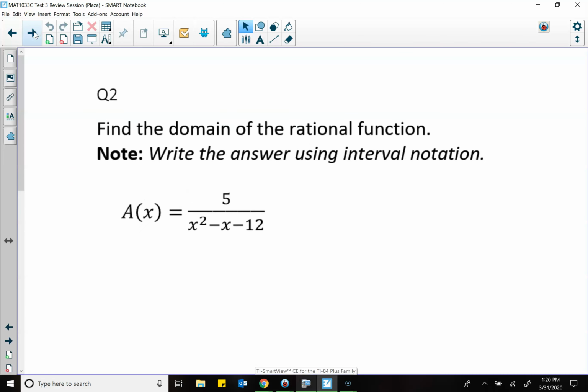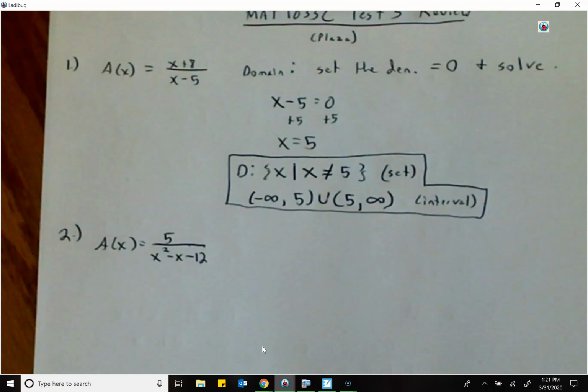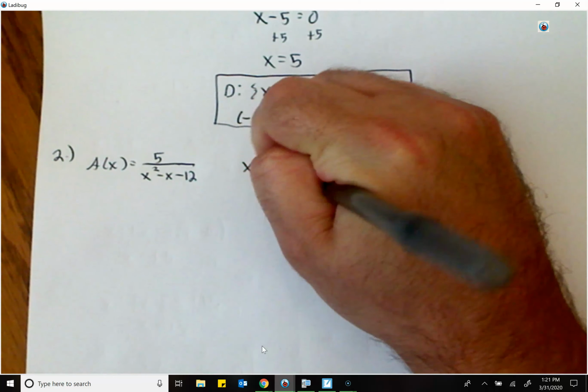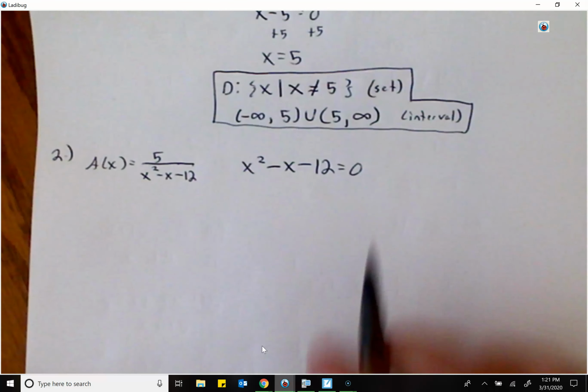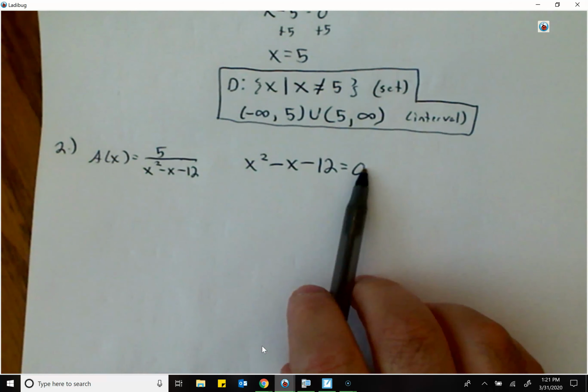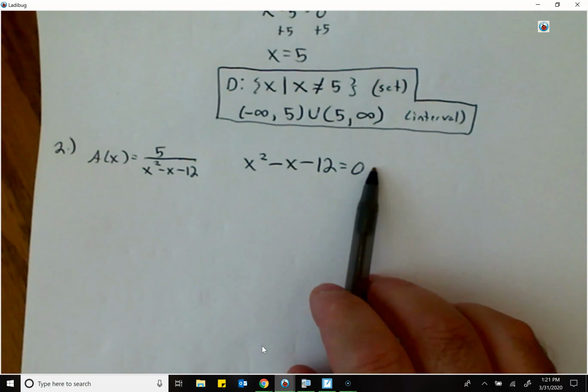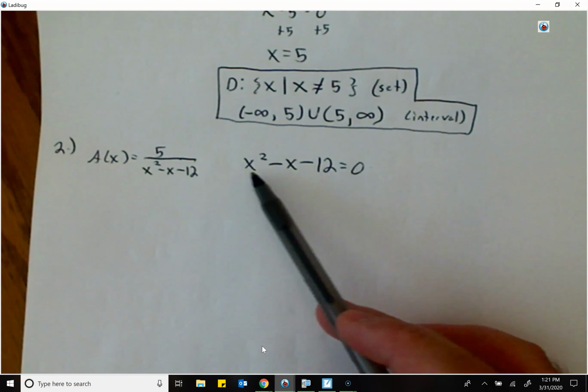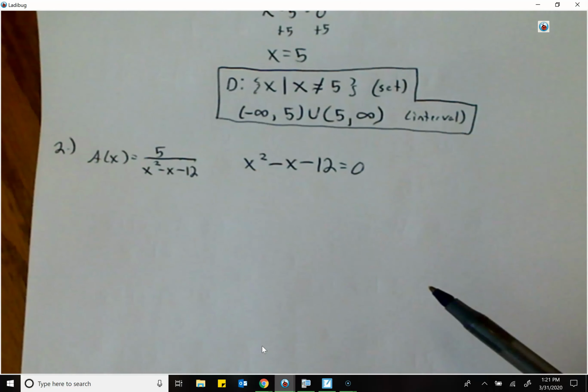So question number 2 says find the domain again. So we got this a of x equal to 5 over x squared minus x minus 12. So all we're going to do is take that denominator and set it equal to 0 again. Now we have x squared minus x minus 12 equal to 0. So this needs to be factored. Now in this chapter, chapter 4, and through the rest of the year, you should actually know how to factor. So I'm not going to show you how to factor this. You need to know that by now. You need to be good at factoring by now.